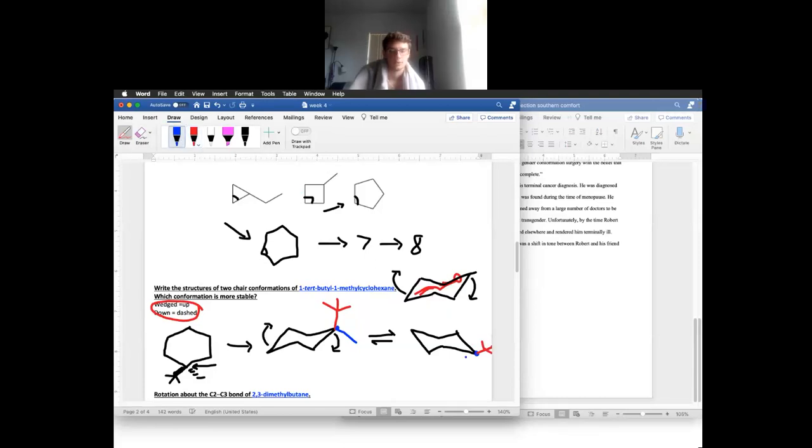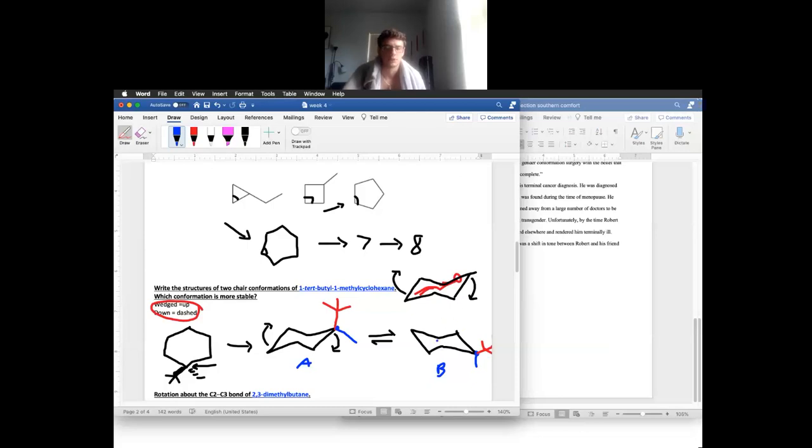Equatorial, and your methyl is axial. Can somebody tell me which one, if they know, is more stable? I'll just say A or B. And why? Can somebody tell me why? So yes, it would be B, or as someone else put it, number 2.